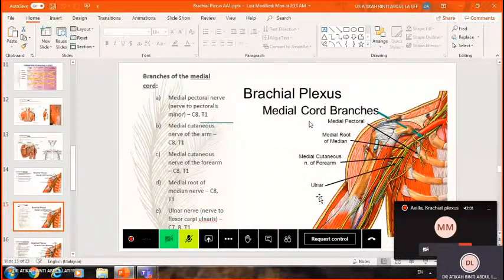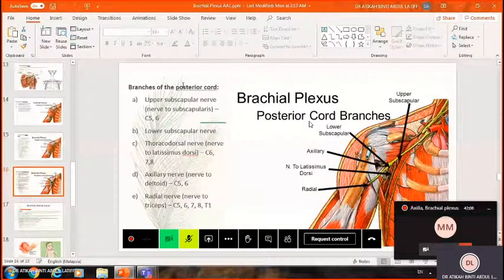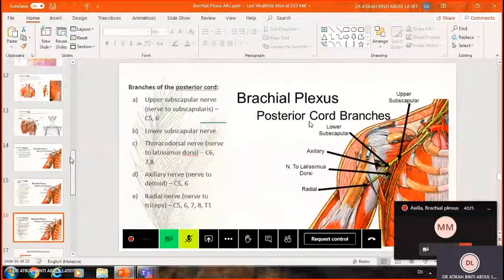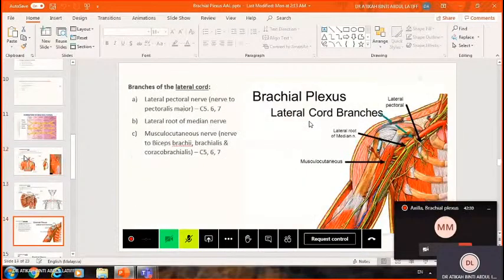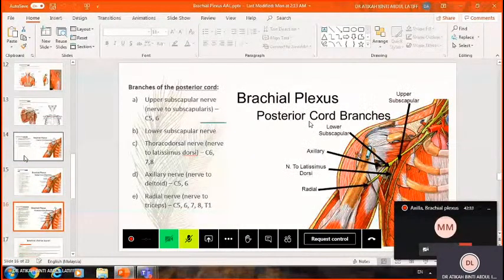So 1, 2, 3, 4. The other one is the medial cutaneous nerve of arm, which is not seen in this picture because it's further down. Okay, 5. Branches of the posterior cord: you have upper subscapular and lower subscapular, axillary nerve, nerve to latissimus dorsi, and the radial nerve. You can also see all these in this picture here. So here I'm just going through one by one the nerves coming from the different areas.